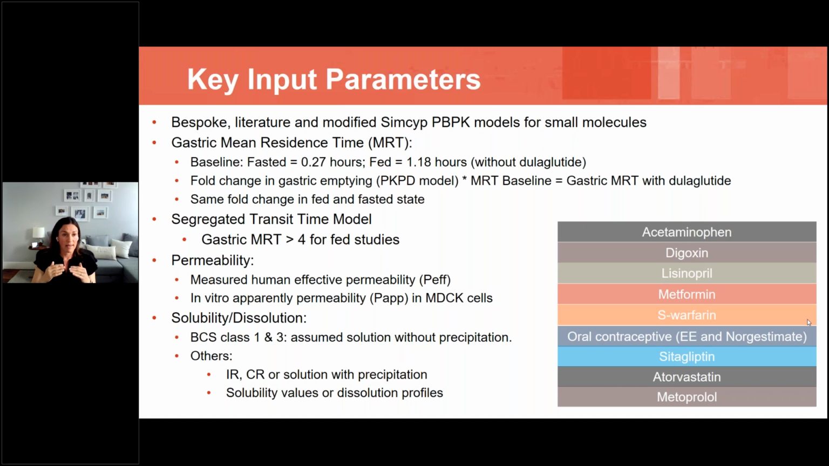The way to calculate the gastric mean residence time with the different doses of dulaglutide was just by multiplying, as Lysan mentioned, the fold change in gastric emptying from that POC-PK-PD model with the baseline mean residence time in Simcyp. Not only did we assume the same fold change for the diabetes population and the healthy volunteer population, as Lysan showed, but we also assumed the same fold change in the fed and fasted state, because we had some studies that were run in the fed state. For these fed state models, we had to use the segregated transit time model to allow for gastric mean residence times that are above 4 hours.